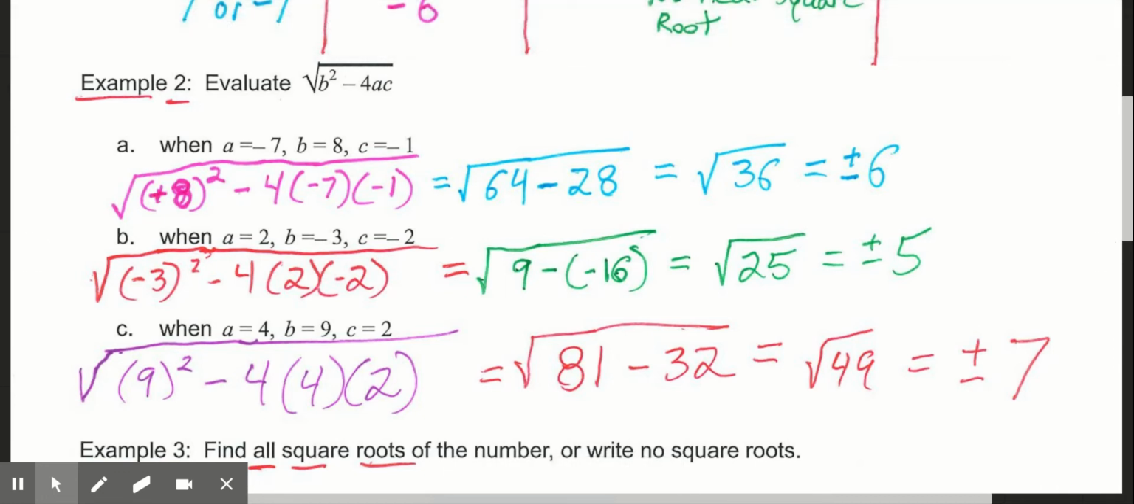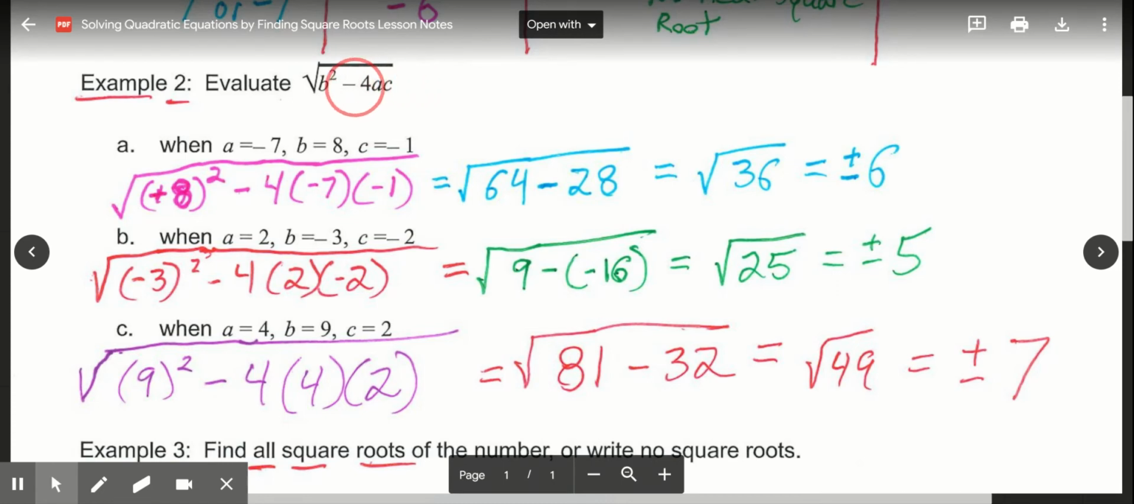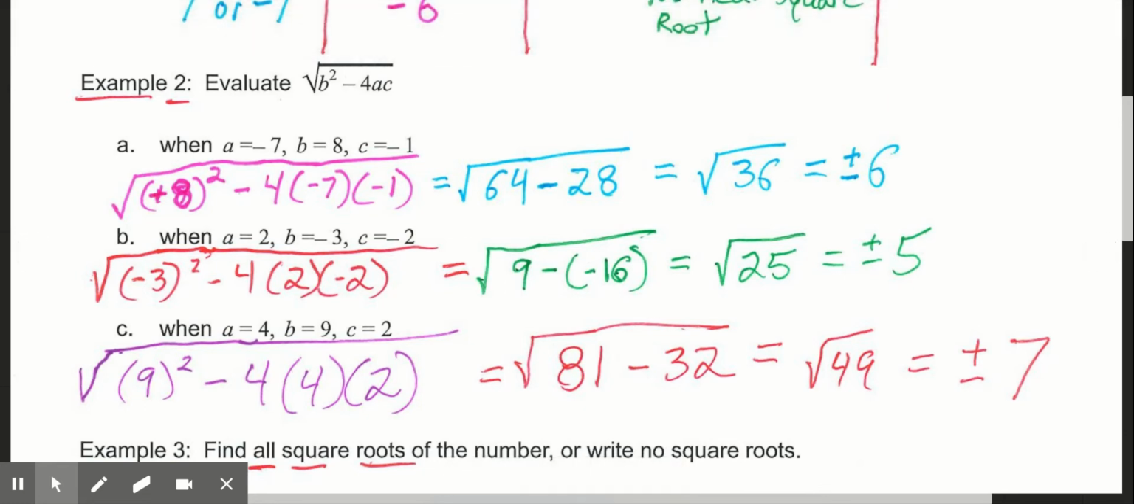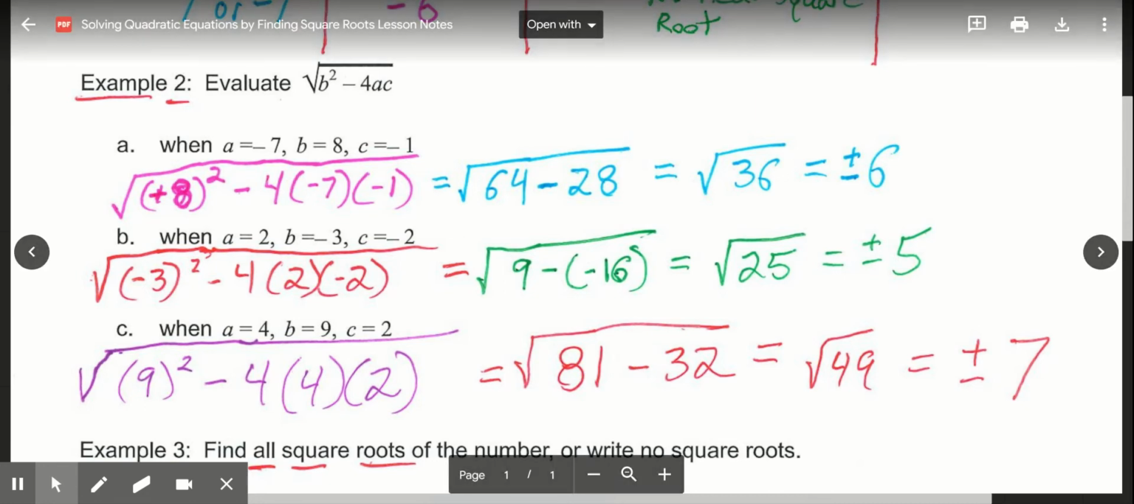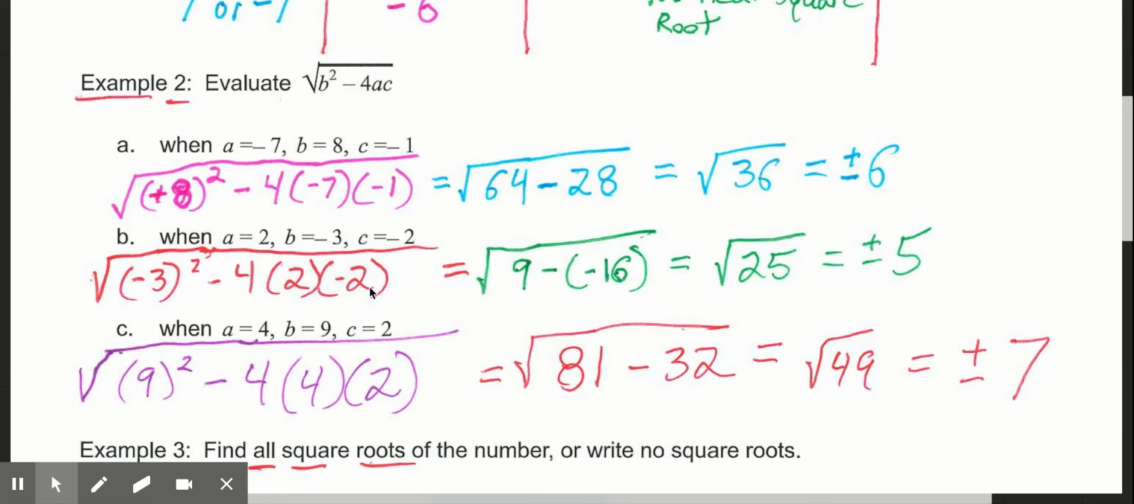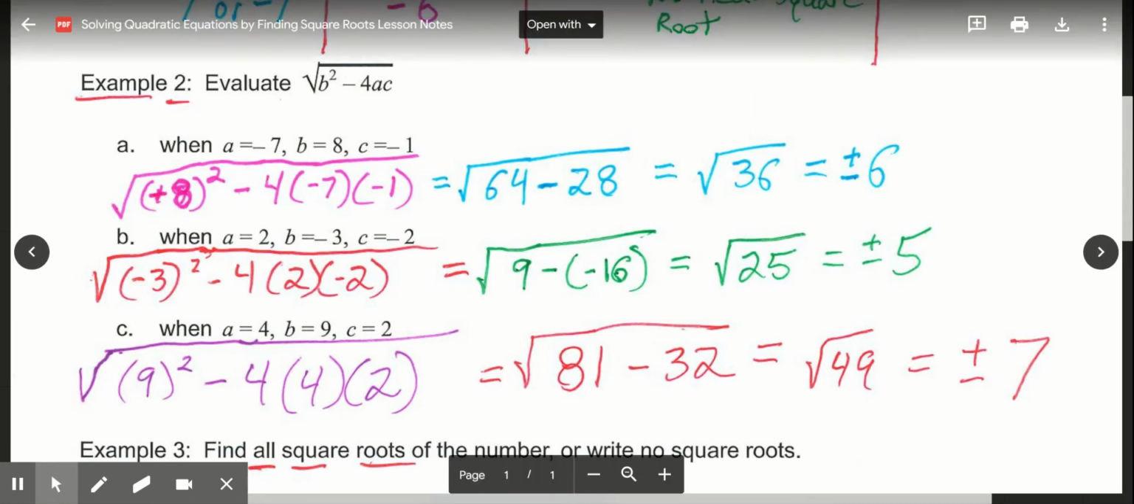In B, a is 2, b is negative 3, c is negative 2. I'm again going to put those values in for their letters. So negative 3 squared minus 4 times 2 times negative 2. Negative 3 squared is 9. 4 times 2 is 8, times negative 2 is negative 16. So we have 9 minus negative 16, which is the same as 9 plus 16. So we have the square root of 25, which is positive or negative 5.